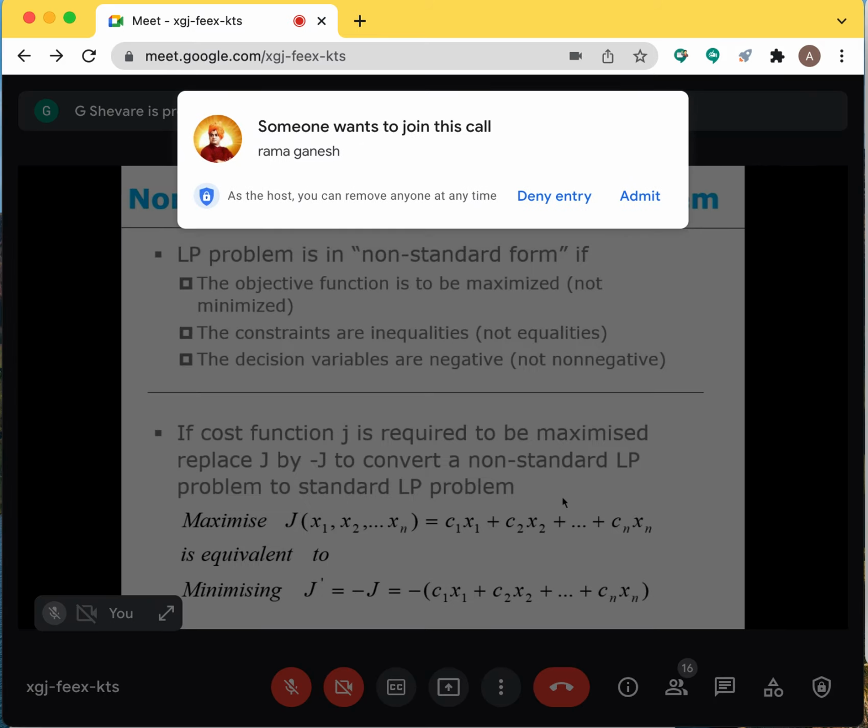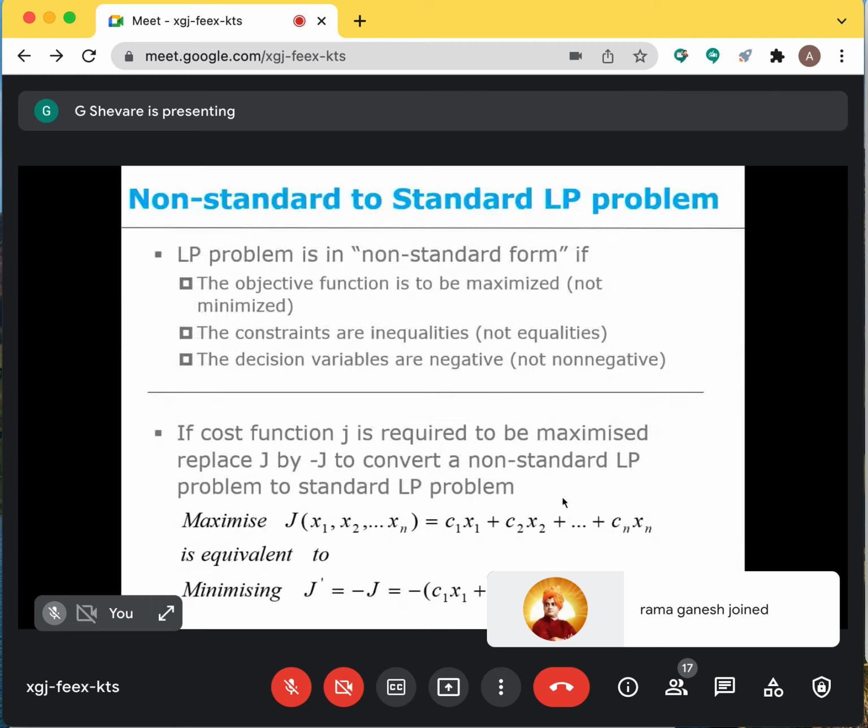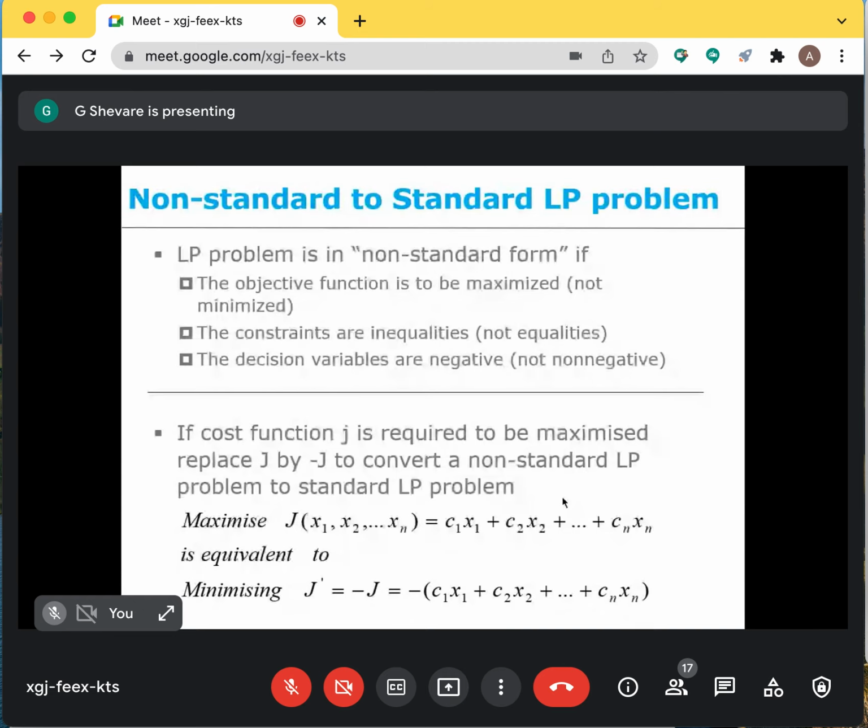As I told you, when you use a standard package of linear programming, the first thing that we need to do is put the problem in a so-called standard form. If it is not in standard form, you'll have to convert it into standard form. So first of all, let us define what is a non-standard form. It may so happen that for the problem that you are looking at, the objective function is not required to be minimized, but it is required to be maximized. If such a thing happens, we call the linear programming a non-standard form.